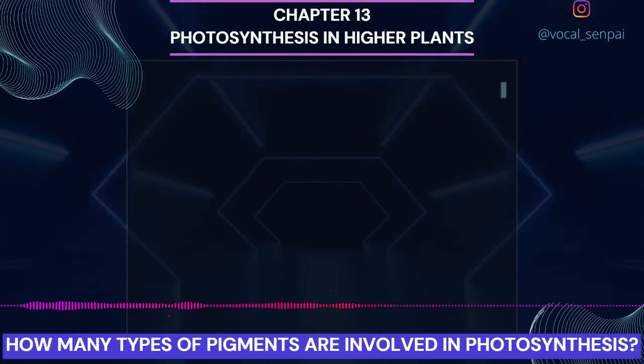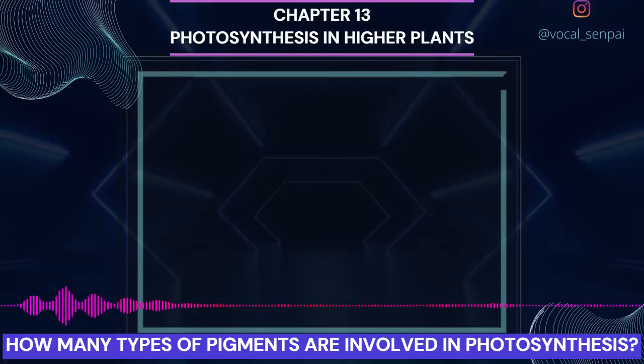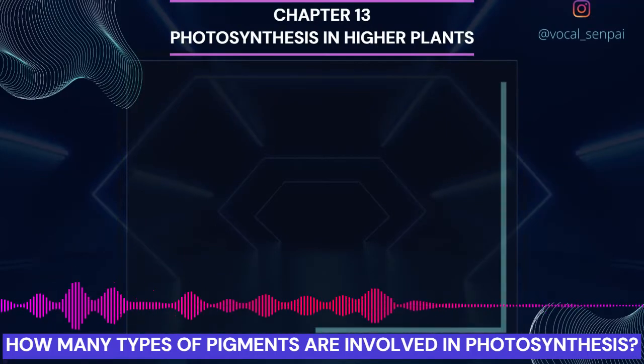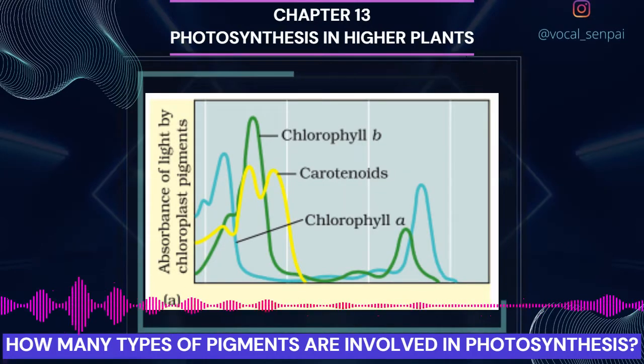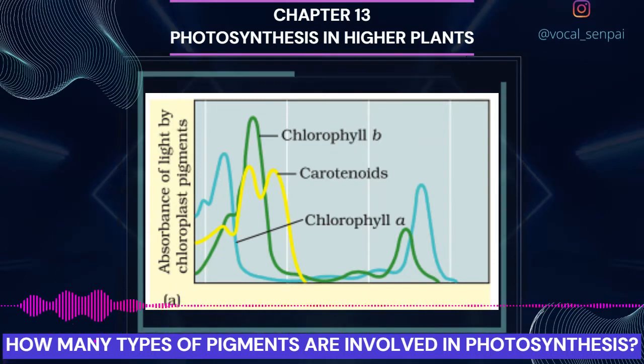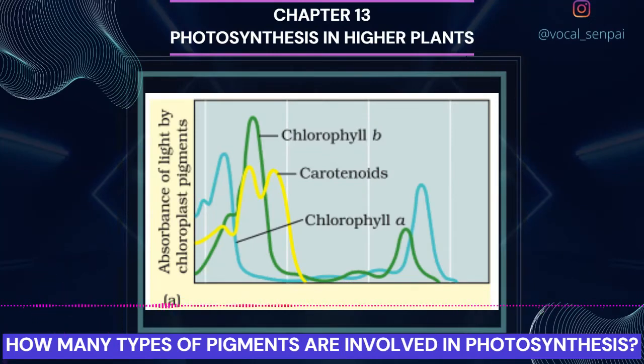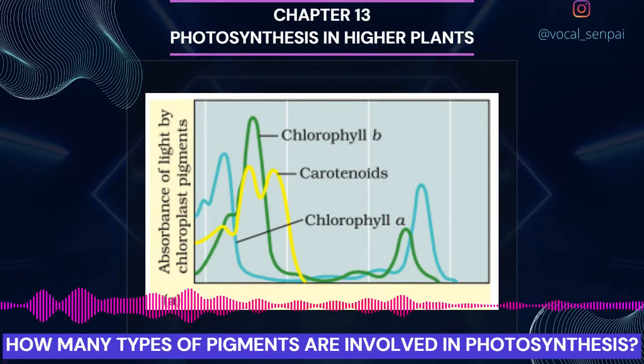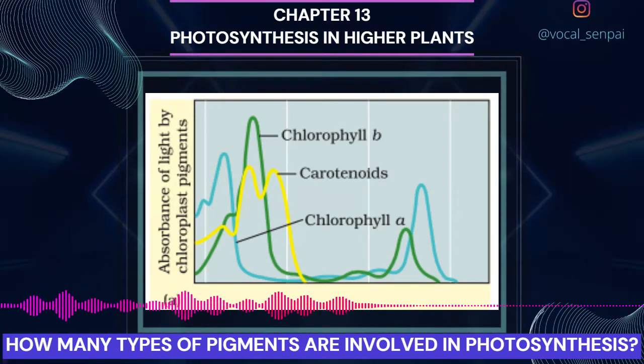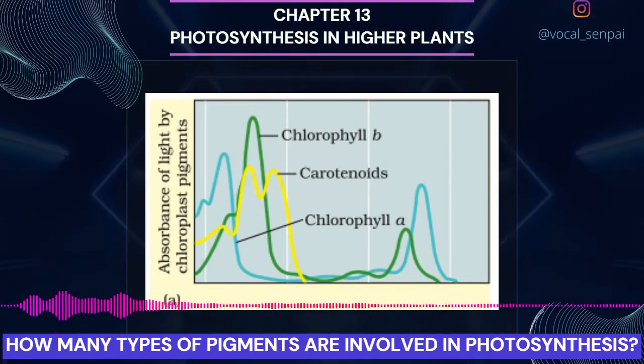How many types of pigments are involved in photosynthesis? Looking at plants, have you ever wondered why and how there are so many shades of green in their leaves even in the same plant? We can look for an answer to this question by trying to separate the leaf pigments of any green plant through paper chromatography.